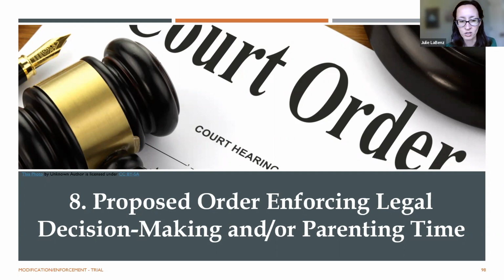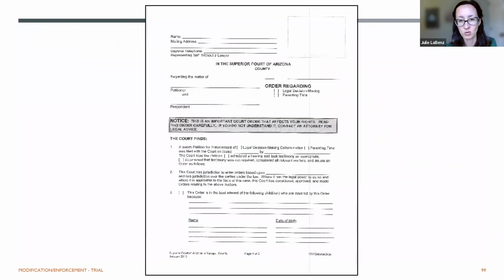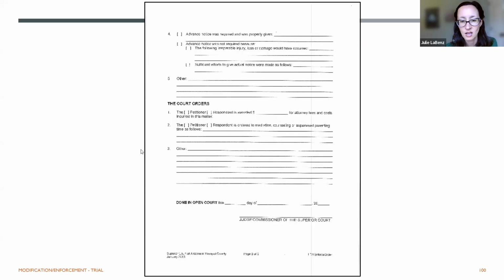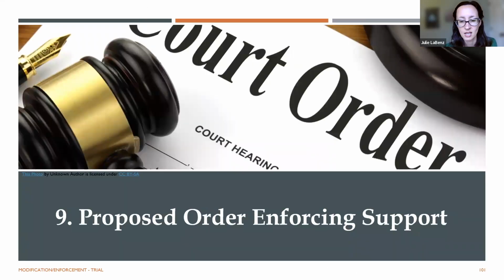Here's the proposed order enforcing legal decision-making and/or parenting time. See, this said Yavapai County and I whited it out. So this is where you just type, write in whatever county your case is being heard in. And then if it's only legal decision-making, you could check that box. If it's only parenting time, you could check this box. If it's both, you could check both boxes. And then you'd fill this out according to whatever the court ordered and found at your trial.